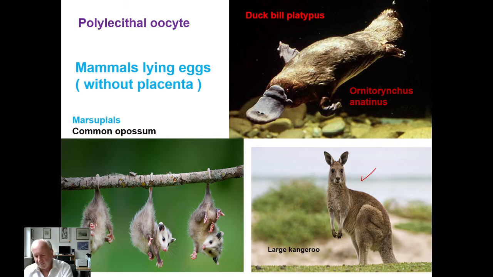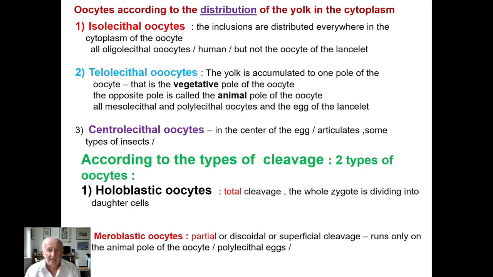Second possible line is, where is the yolk present? Where is the yolk present in the cytoplasm? The distribution of the yolk. Yes. So the first group is iso. Iso means everywhere. The inclusions are really around the nucleus. The nucleus is in the center of the oocyte, in the center. And around this nucleus, in the cytoplasm, you could find and you could prove the cell inclusions. Logically, all oligolecithal oocytes are isolecithal.